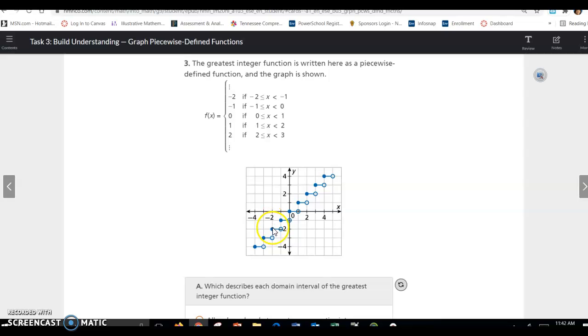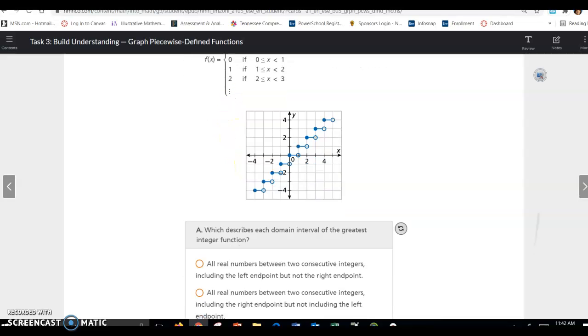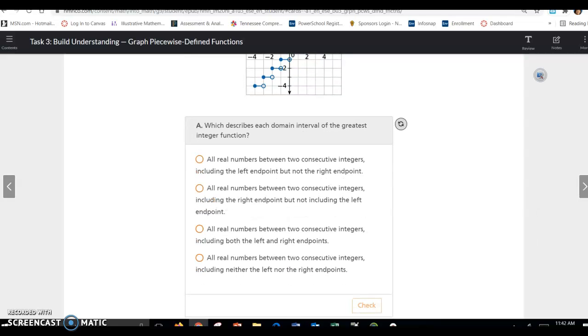you can see it's a solid circle at -2, and it just represents that step there. This is not included, and you can see why that's a constant function there. And then the next one is -1. Again, it's solid at -1, so each one of those is represented by a constant function here. All right, which describes each domain interval of the greatest integer function.